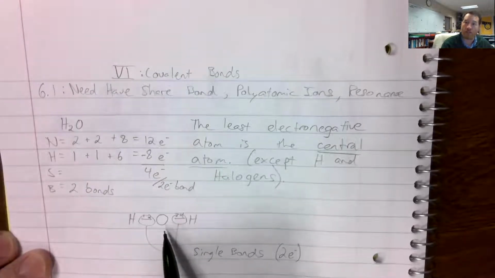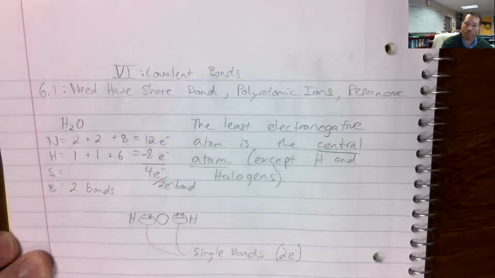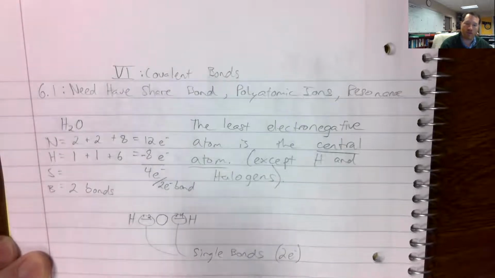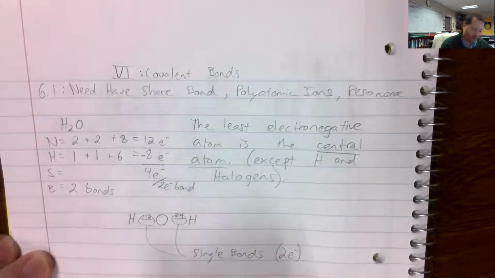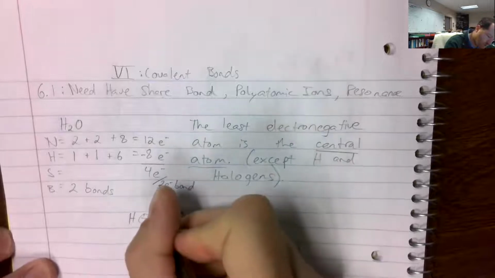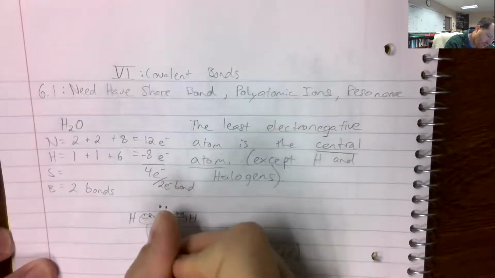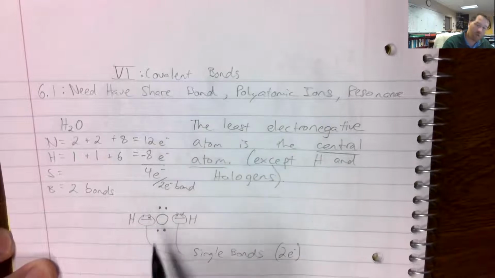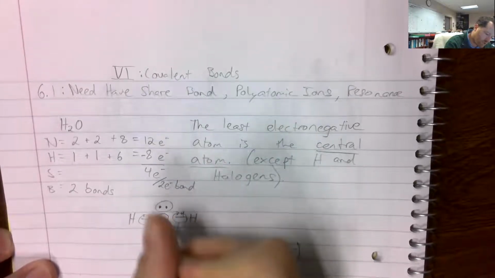Our oxygen in the middle is not yet happy. He needs a total of 8 electrons. He only has 4 electrons. So what are we going to do? To make him happy, we actually add what we call lone pairs of electrons.